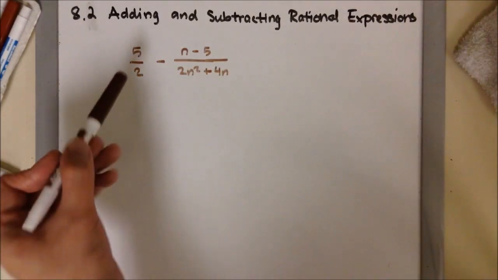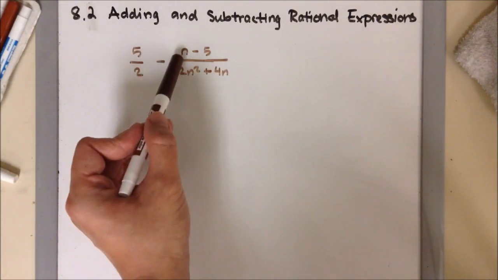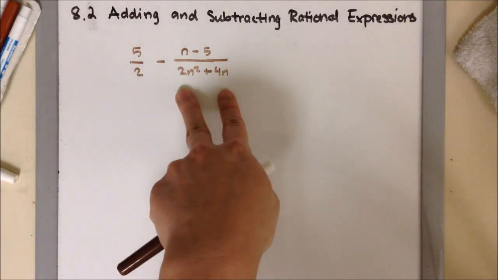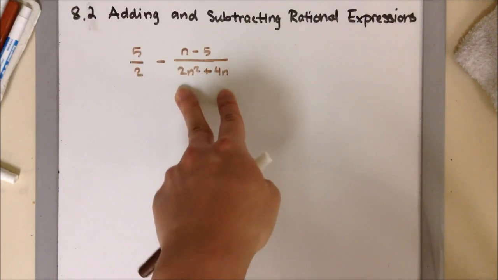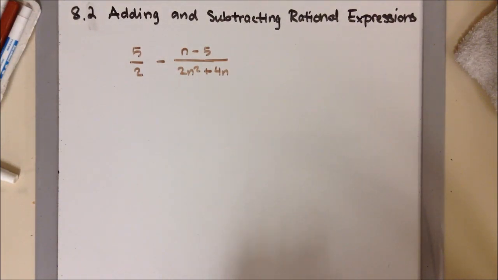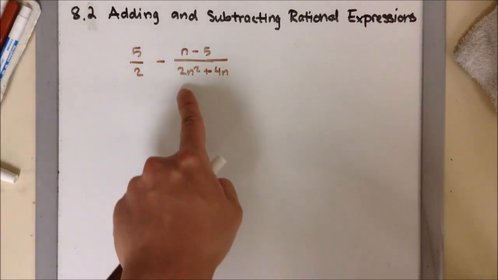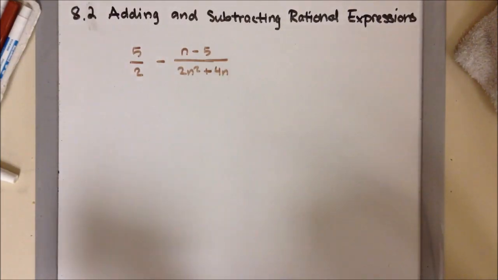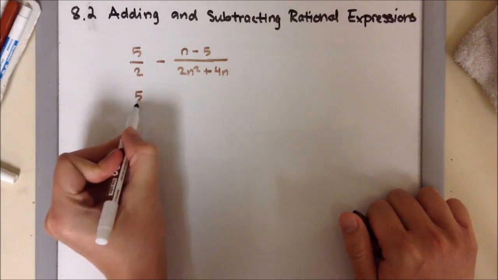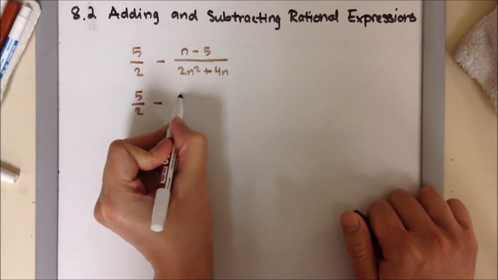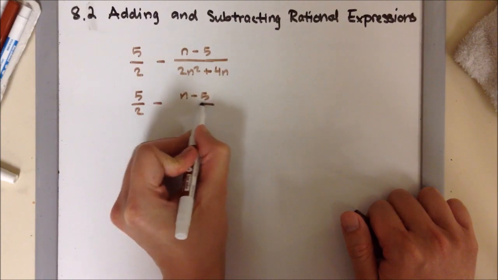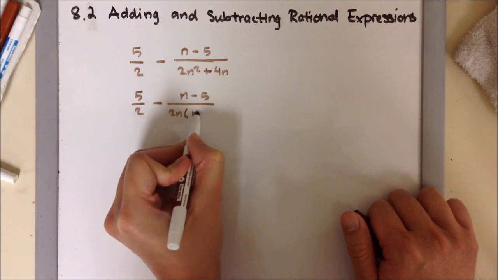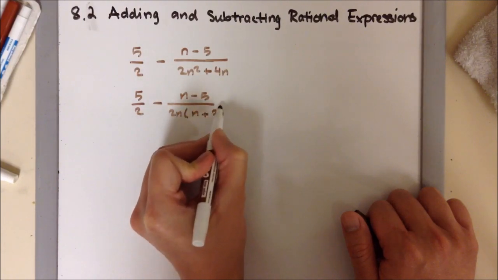In this example, I have 5 over 2 minus n, minus 5 over 2n squared plus 4n. Since I have an expression in the denominator of the second fraction, I'm going to check if I can factor it. In this case, I can. I'm going to factor this by GCF. What's in common is the 2n. So I'm going to rewrite this: 5 over 2 minus n, minus 5 in the top, and the denominator will be 2n parenthesis n plus 2 close parenthesis.